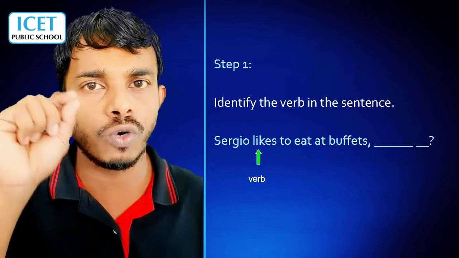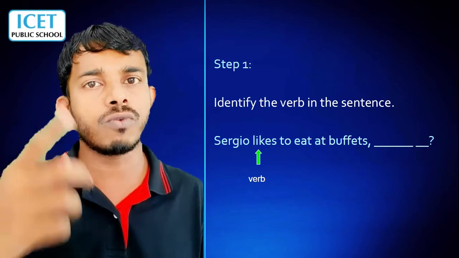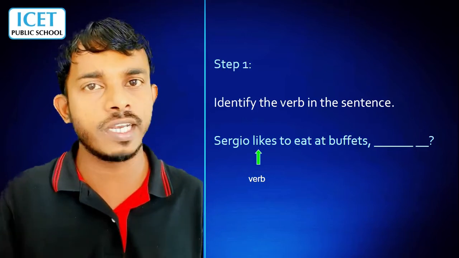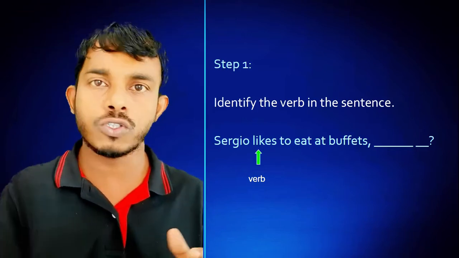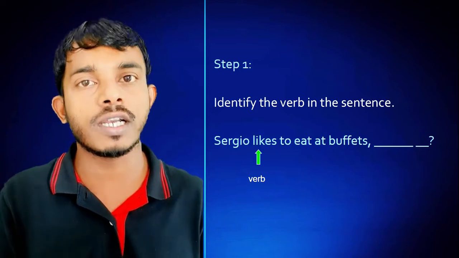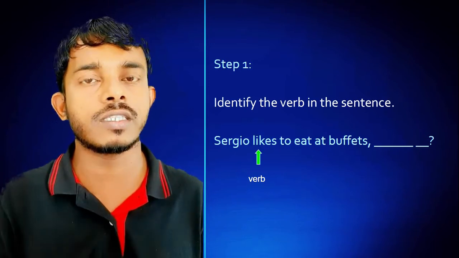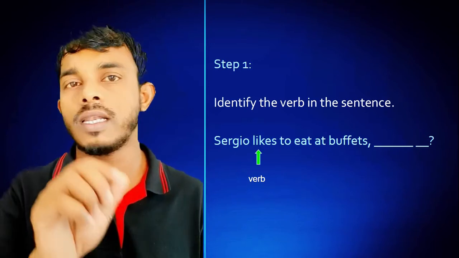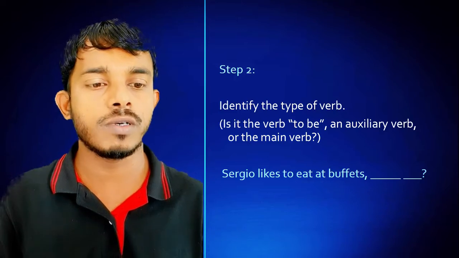Those who did not watch that video can go and watch it on my channel. There, finite verb and non-finite verb are explained, and you will have more clarity about them. So in this sentence, we know that likes is the main verb.